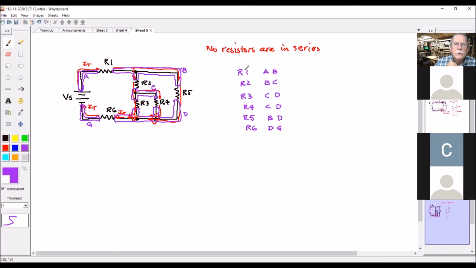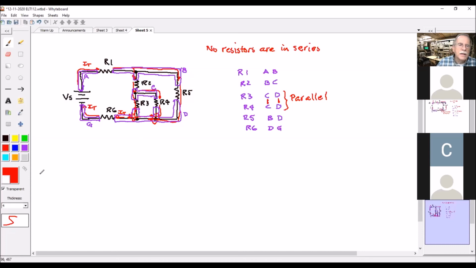So no individual resistors are in series, but are there any that are in parallel? Which? So R2 and R3? In parallel would be R3 and R4. Yeah. Both share C, both share D. So these two are in parallel. And it was a pretty easy spot because they were drawn parallel to each other.